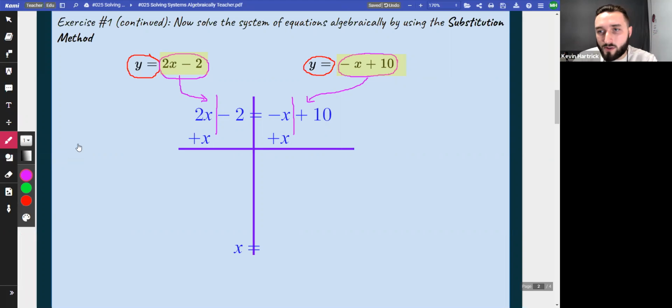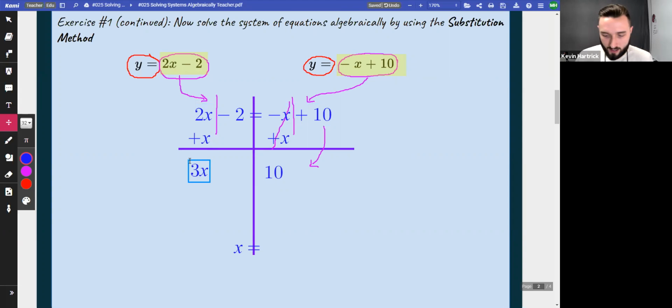Negative x, positive x, those are opposites. They cancel out. All I have left is my 10. Hopefully this is starting to come back to you guys a little bit. Okay, so a 10 on this side. Over on here, I've got two x's plus an x. That gives me three x's. Okay, so we've got three x's here minus 2, and that is equal to 10. Remember, equal sign on the line, equal sign on the line.